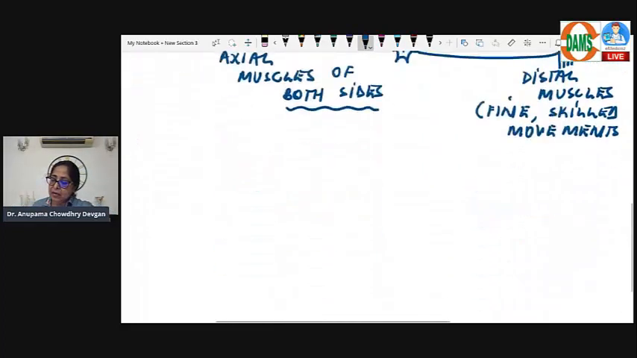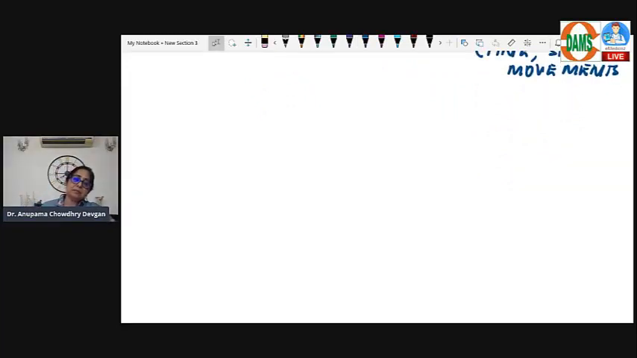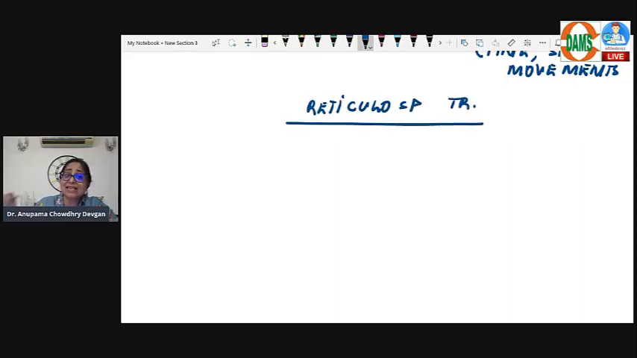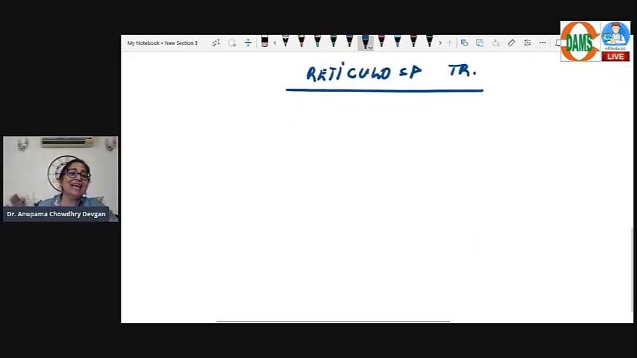Now, next, let's have a look at the reticulospinal tract. As far as the reticulospinal tract is concerned, a little more detail. Reticulospinal tract is an extrapyramidal tract which is controlling tone, isn't it? It is controlling the A-gamma fibers, right?